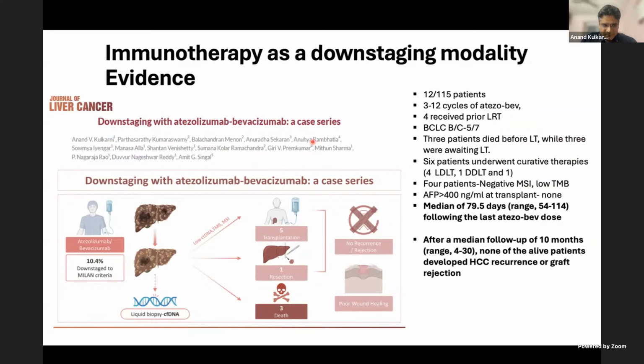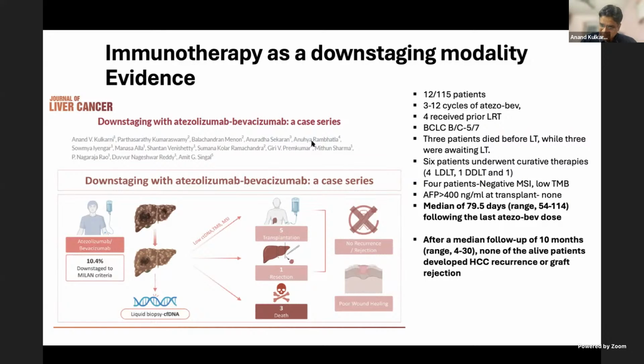What we did was, with the help of our colleagues from Roche and our friends, they helped us assess the tumor mutational burden. We did a liquid biopsy for these patients free of cost, and we found that patients had microsatellite stable tumors and also low tumor mutational burden. None of the patients had AFP more than 400 nanograms, and the median time to transplant was 80 days following the last dose. Even now, it's been almost a year since we have been following them very closely.